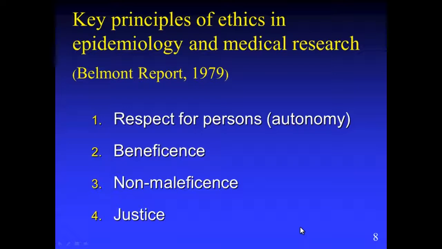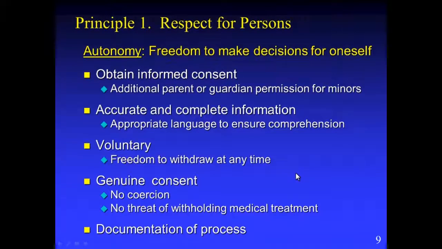And there were 4 principles, although sometimes the second and third are collapsed into one. They're just categorized under beneficence, but I've expanded them into these 4. Respect for persons, sometimes referred to as autonomy, then beneficence, non-maleficence, and justice. So let's go through them one by one. The first one, respect for persons, also sometimes referred to as autonomy.